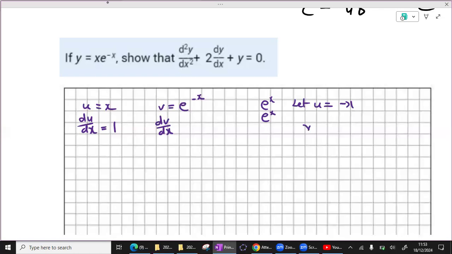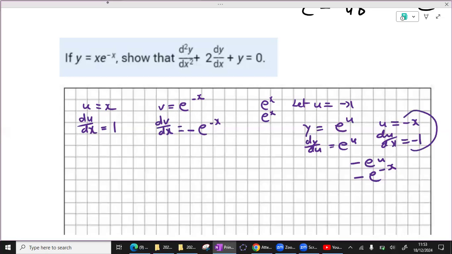So if you want, you can go to the side and let u equal minus x. You can then treat it as if you're doing it from the beginning, e to the u. And yes, dy du is e to the u, but then you have to multiply it by the derivative of u. So du dx is minus 1. So it's actually minus e to the power u, so it's minus e to the minus x. So long story short, it is the exact same, but there is a minus in the front because you get a minus 1 when you differentiate the power itself. So maybe if you're getting stuck with that, go back and practice some of those negative exponentials.